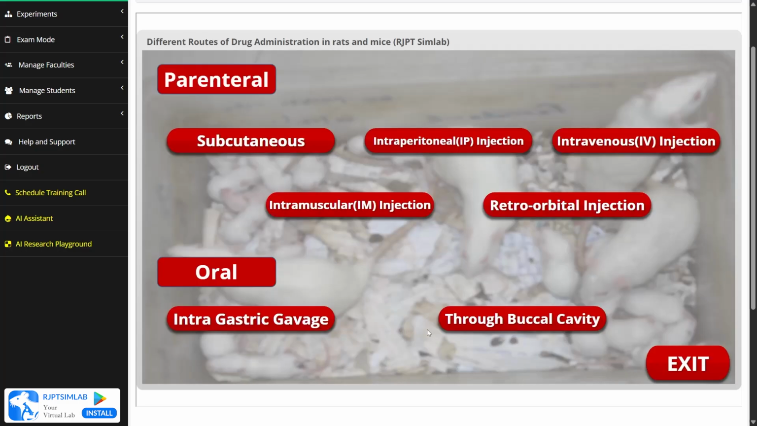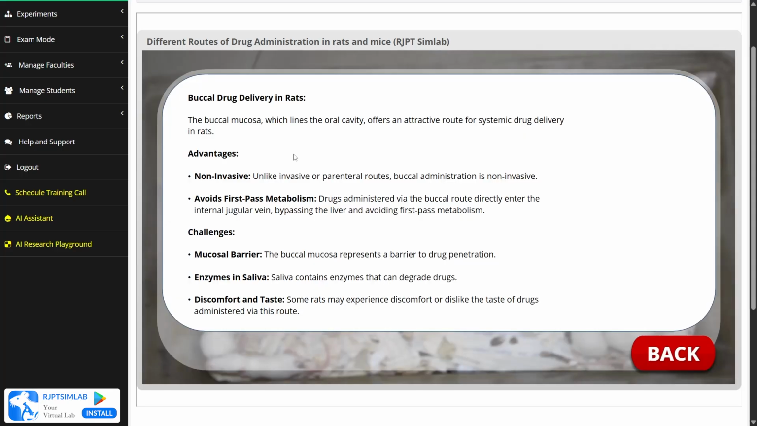Now let's move on to the second method, which is the through the buccal cavity route. In the buccal cavity route, we have to insert the drug into the buccal cavity, onto the buccal mucosa, and the absorption of the drug takes place in the buccal cavity.